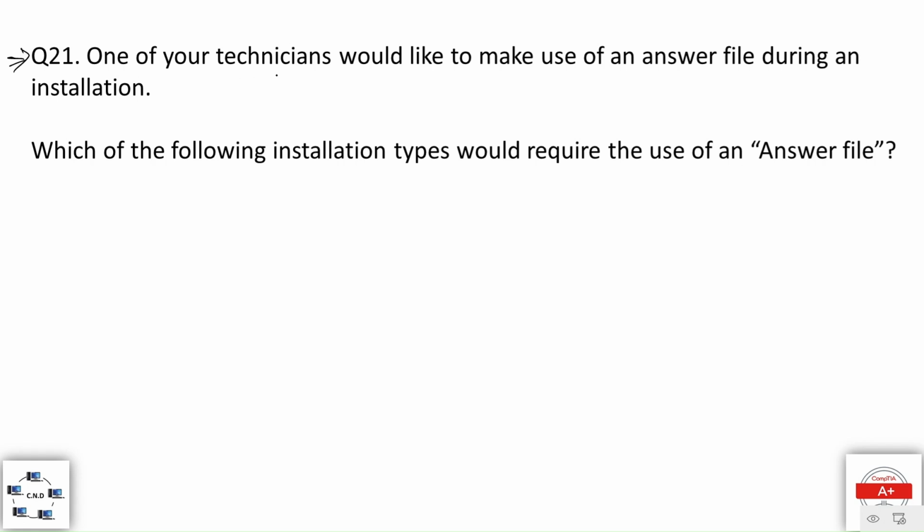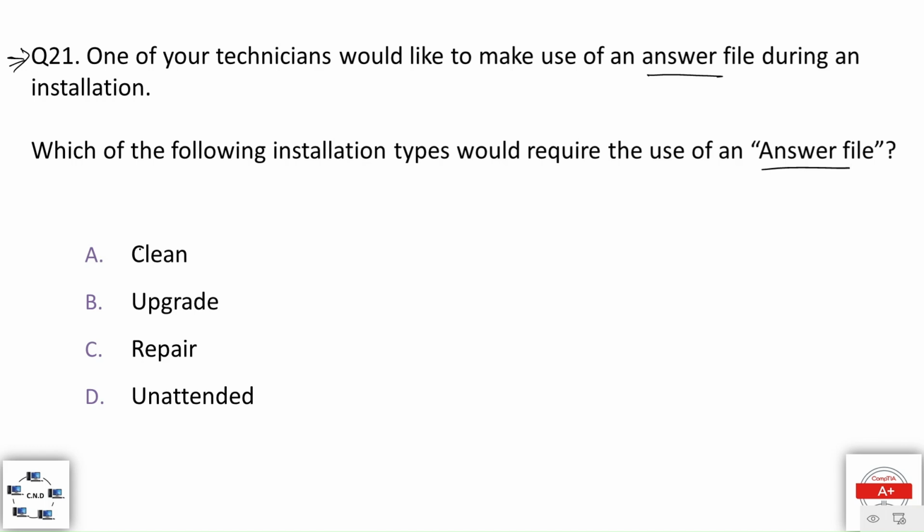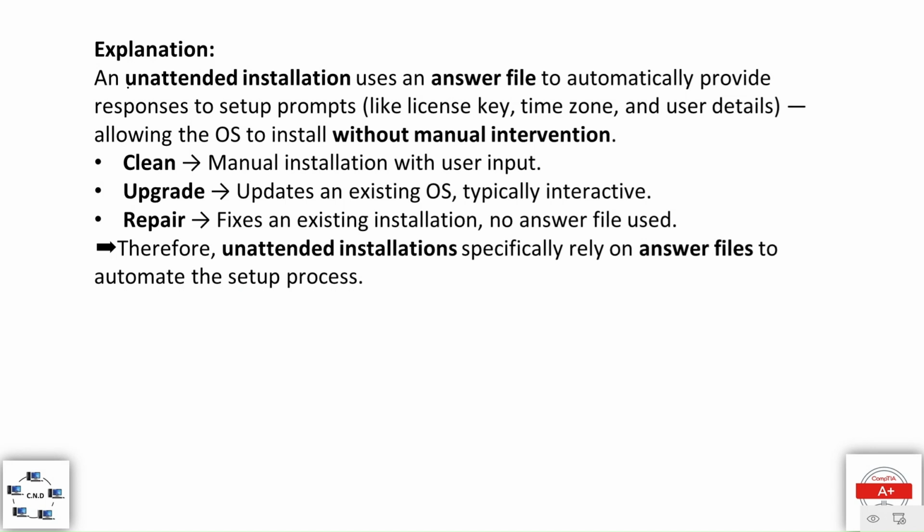Question number 21. One of your technicians would like to make use of an answer file during an installation. Which of the following installation types would require the use of an answer file? The options are option A, clean, option B, upgrade, option C, repair, and option D, unattended. And the correct option is option D, unattended.